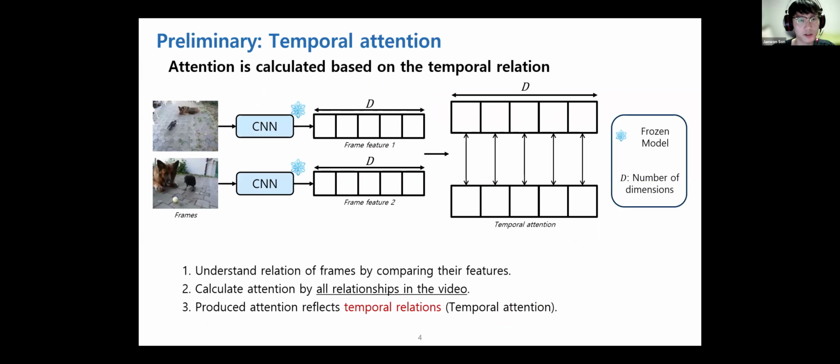To focus on key frames better, attention is a commonly used method, and there are two types of attention. The first is temporal attention. It considers temporal relations in the video. As you can see, models understand the relationship between two frames by comparing their features. After comparing all pairs of frame features, attention is calculated based on all the relationships in the video. Therefore, this calculated attention is called temporal attention.